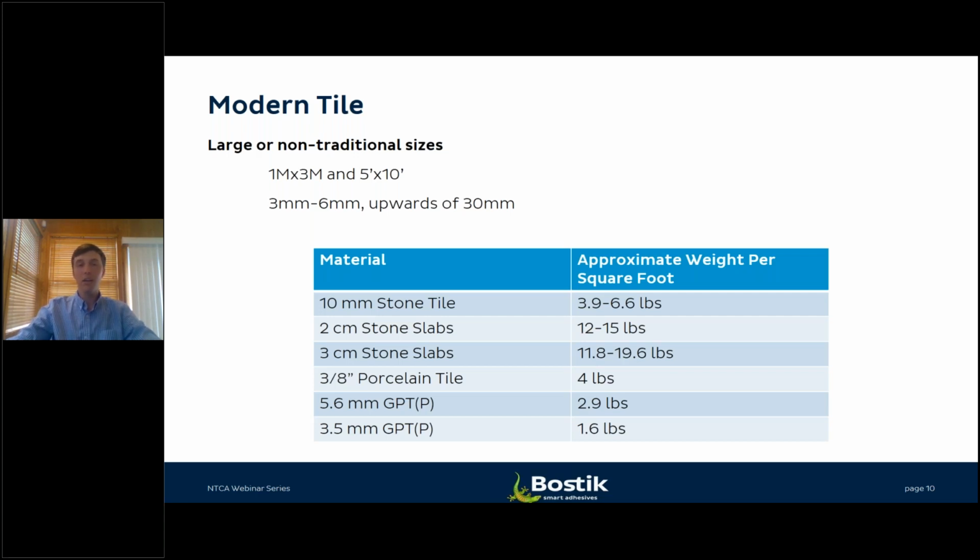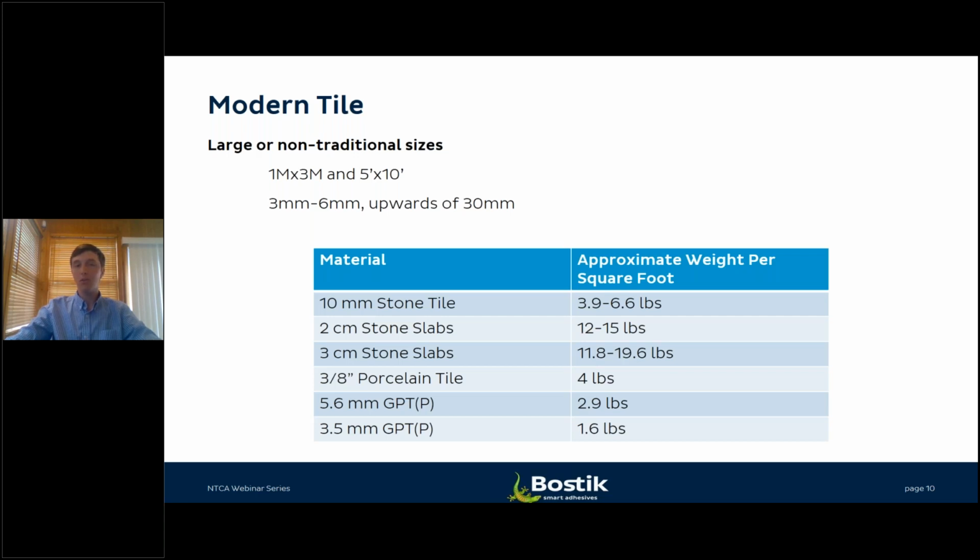3 centimeter stone slabs, I don't know that I've ever found one as low as 11.8, but I found that number out there in the world of the internet. Much more of those are around the realm of 20 pounds per square foot. So when you're designing and building with that type of material, you really have to do some engineering to think about the weight load on a per square foot basis.